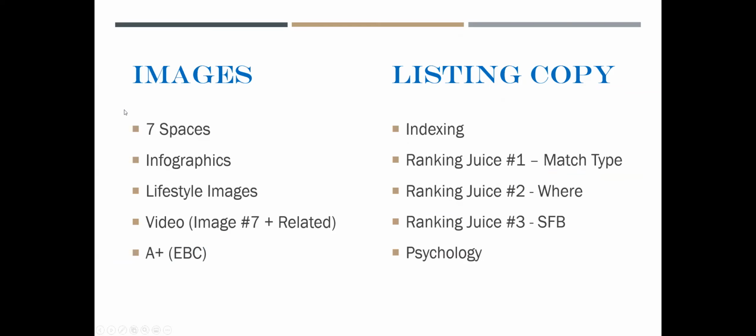Now, the content I'm going to speak about is going to be broken down into really two parts. We're going to talk about images, and then listing copy. On your images, you have 7 spaces to put images now. It used to be a lot more. People could click and actually look at more images, and it would lead them to that. But right now, really the 7 are the ones that show up, so you want to stick to that.